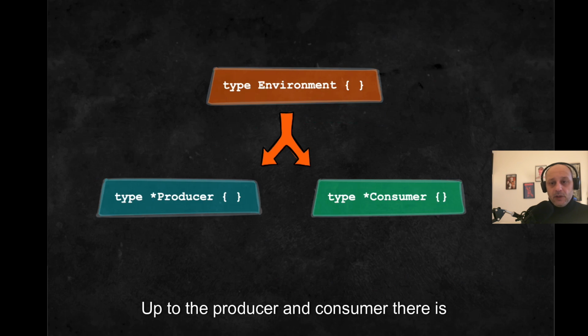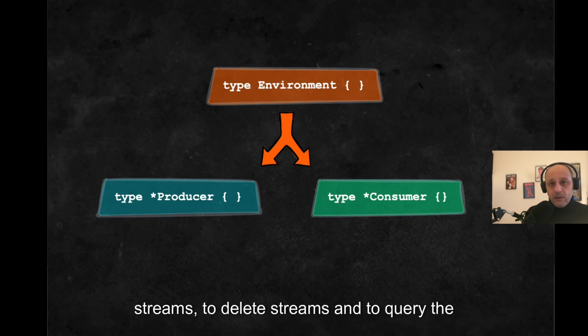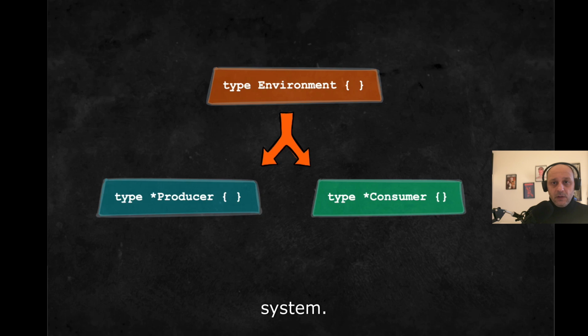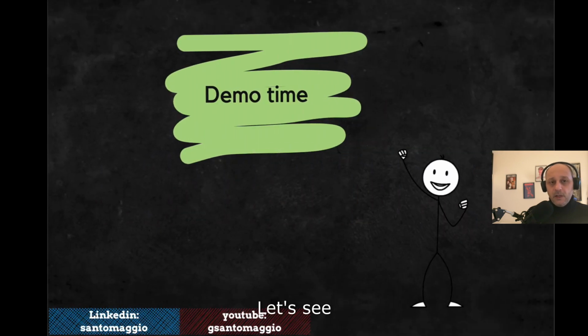Next to the producer and consumer, there is the environment. The environment is needed to create the producer and consumer, to create streams, to delete streams, and to query the system. Let's see a demo.